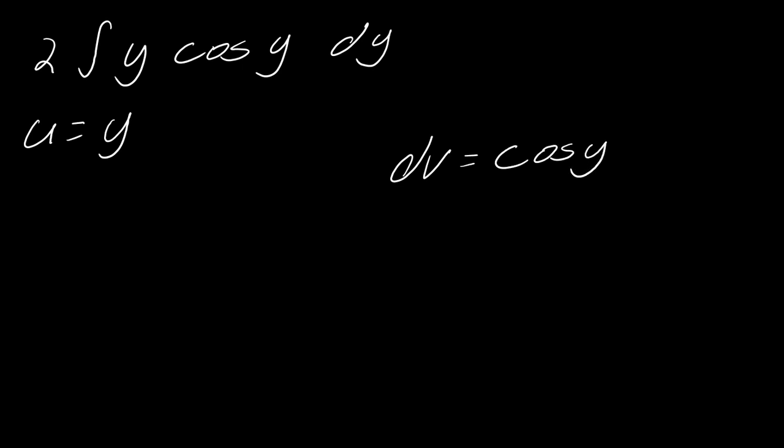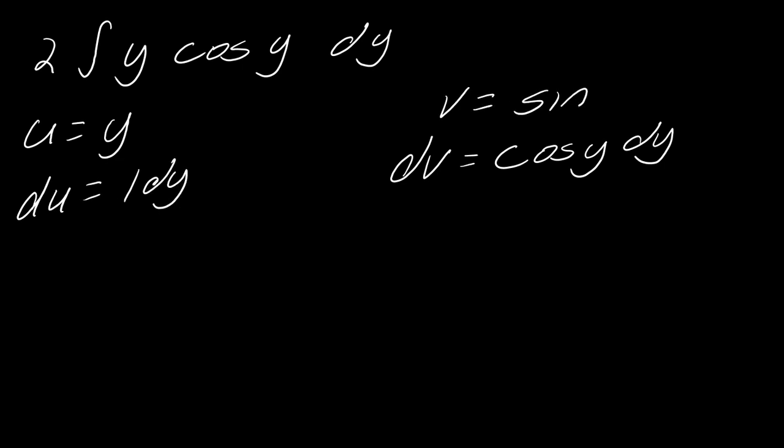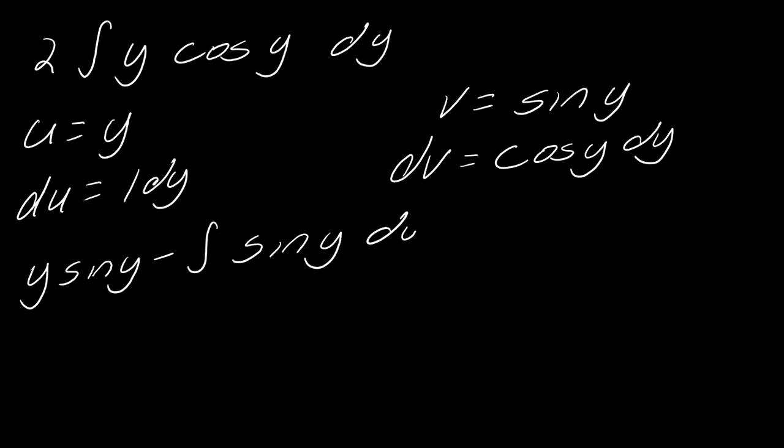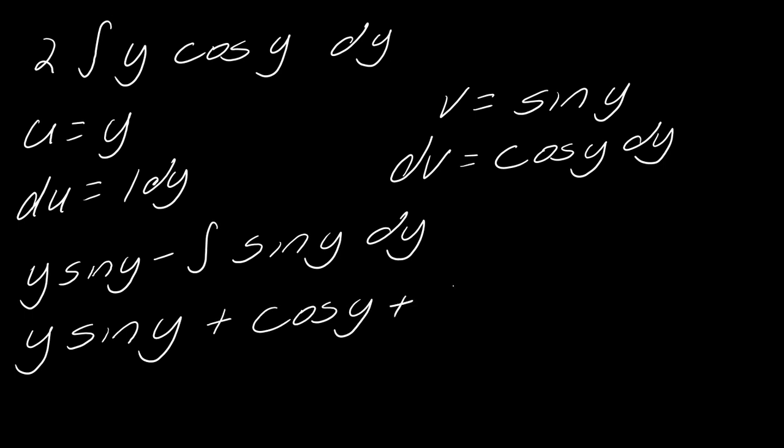Okay, so there's my u and my dv. My du is 1 dy. My v is sine y. Okay, so no problem. So my uv, so it's going to be y sine y minus v du. So that's minus sine y dy. So this is y sine y minus, let's see, plus cosine y plus c.